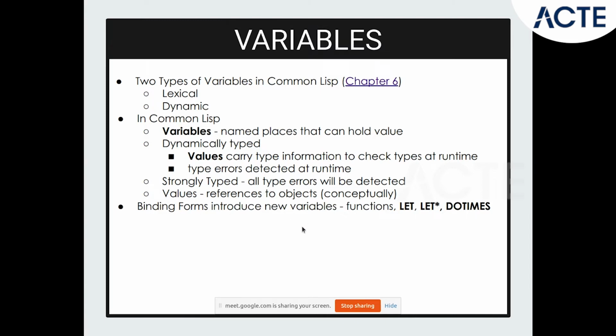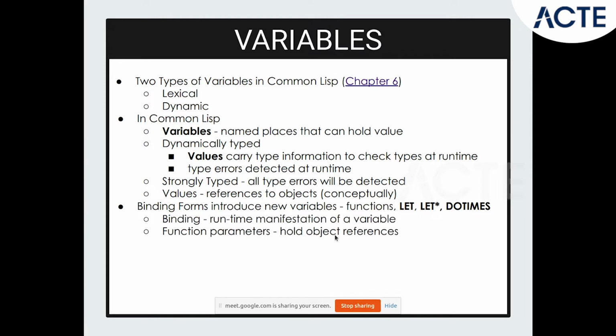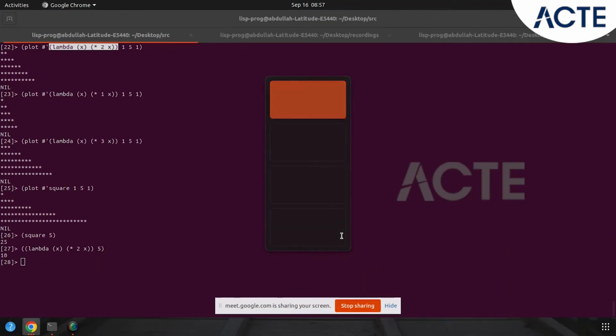What is a binding form? What they do is they introduce new variables. So we had a look at functions, let star, do times, and so on. So what is a binding? It's a runtime manifestation. It binds the function definition you would have defined, and when you call it, it will do the binding behind the scenes. All right, so that's what we had a look at here.